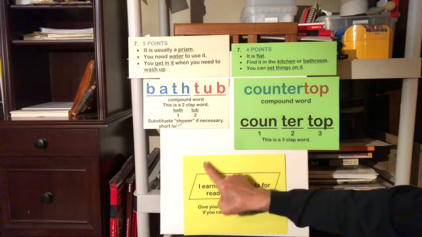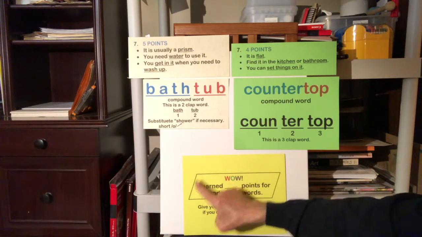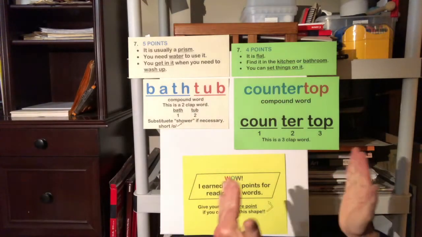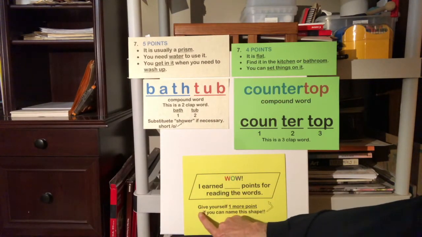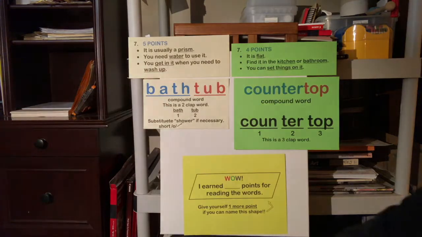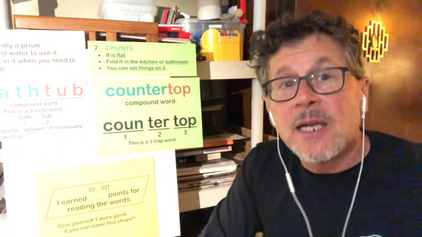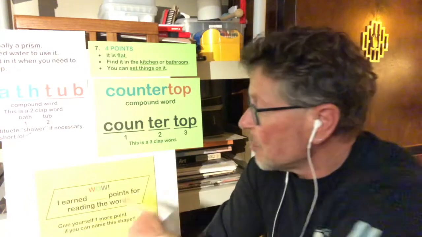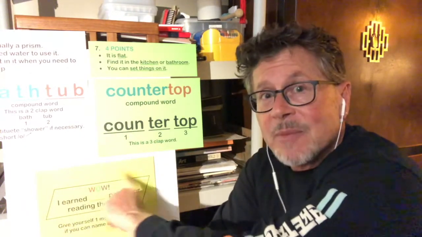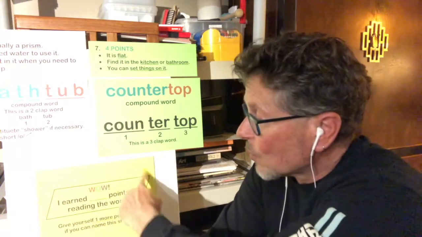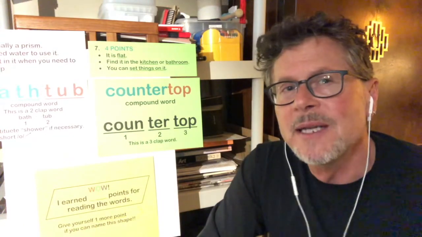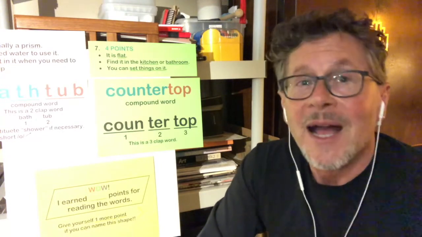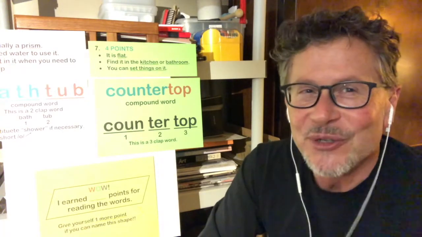Now, look at the shape that goes around this sentence. It's kind of like a rectangle, but it's tipping over. Give yourself 1 more point if you can name that shape. All right? So if you earned 20 points for the words and the objects, plus 1 more point for naming this shape that you see around that sentence, that's 20 plus 1 equals... I'm going to let you figure that out, and I know you know the answer.